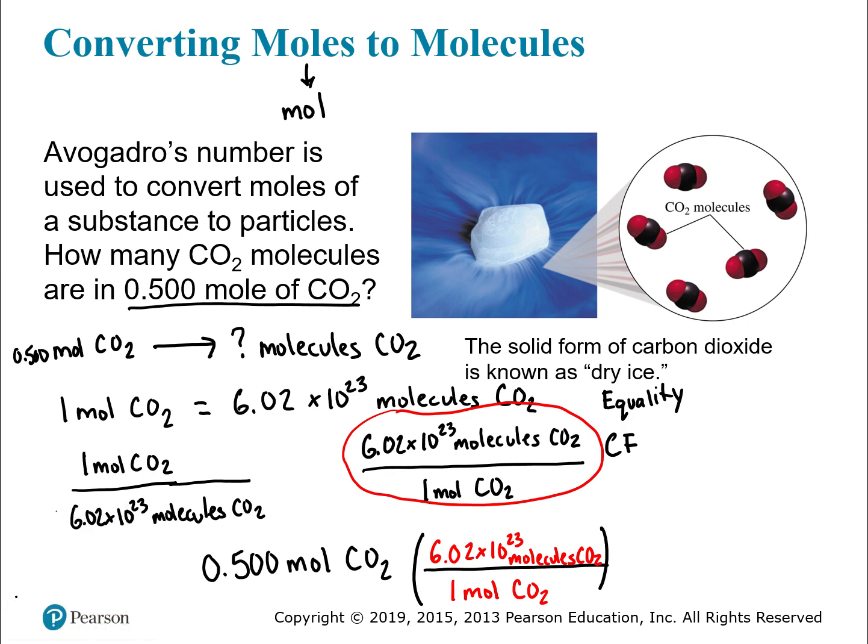Do the unit analysis. Make sure that moles is in the top and the bottom so that you can cancel it. That's the only way that you can get rid of moles of carbon dioxide and end up with molecules. When you multiply it out, you're going to use your scientific calculator and enter 0.5 times 6.02 times 10 to the 23rd. So make sure you remember how to enter scientific notation into your calculator.